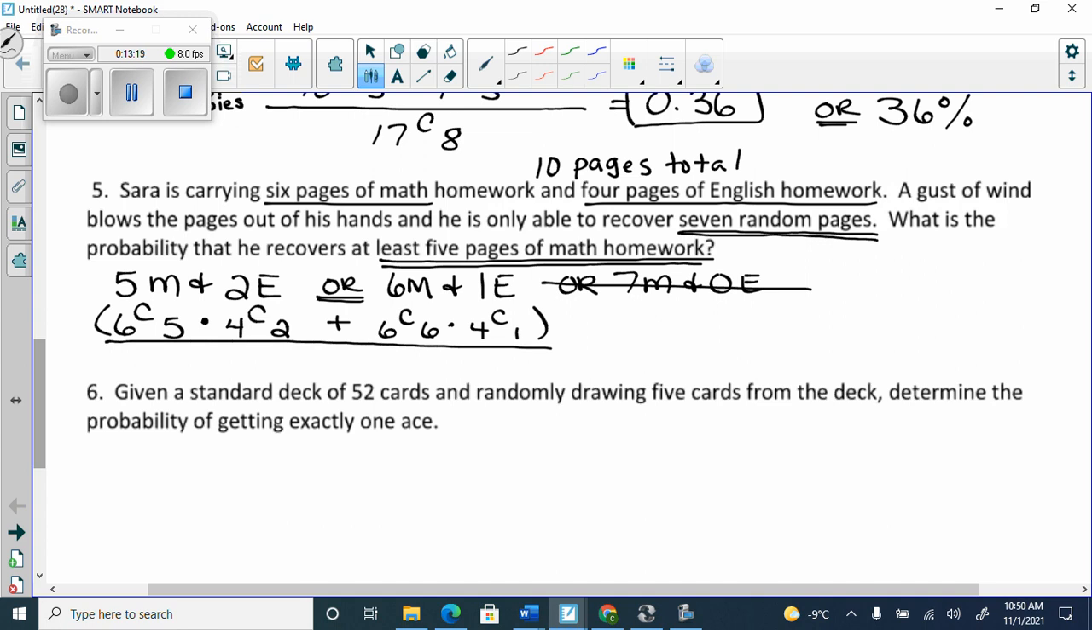Divided by total, no restrictions. How many are there total? 10, and I'm going to choose how many sheets? 7.